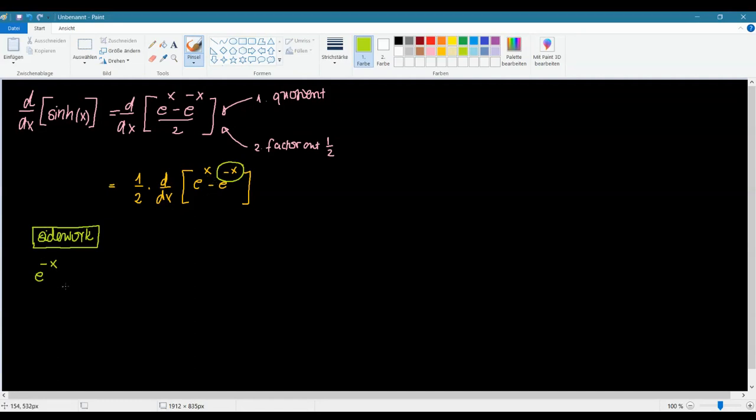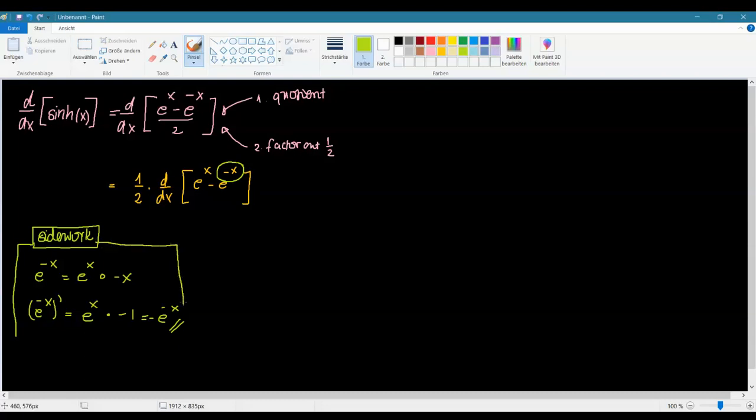Well, this is actually going to be e to the x composed with negative x, which means if we want to take the derivative of e to the negative x, the derivative of the outer function, e to the x, is just e to the x, multiplied by the derivative of negative x, which is -1, and which ends us up with negative e to the negative x. So that is our derivative of e to the negative x, and we're going to need that in just a moment.